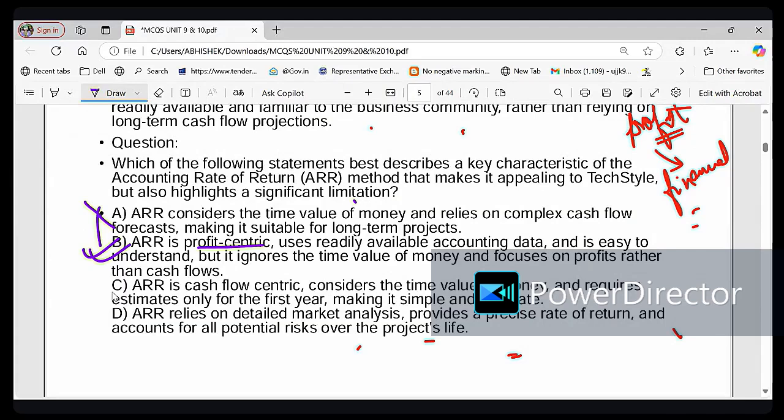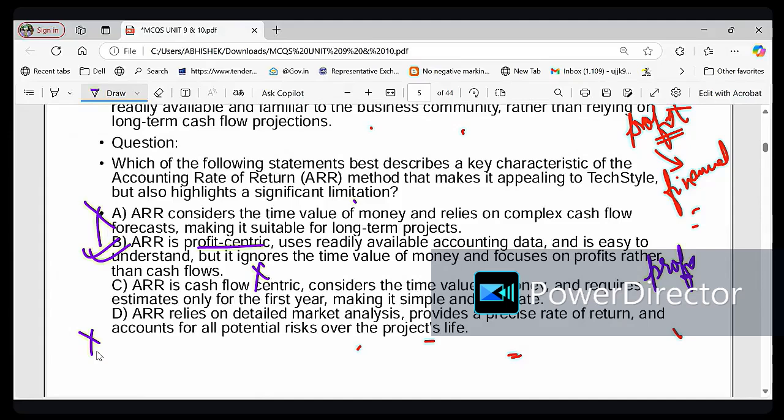What about option C? ARR is cash flow centric. This is wrong because ARR is not focused on cash flow. It's about profit, right? Rate of return is profit. And option D, ARR relies on detailed market analysis. This is also incorrect. Why? Because ARR uses accounting data. It does not use detailed market analysis.